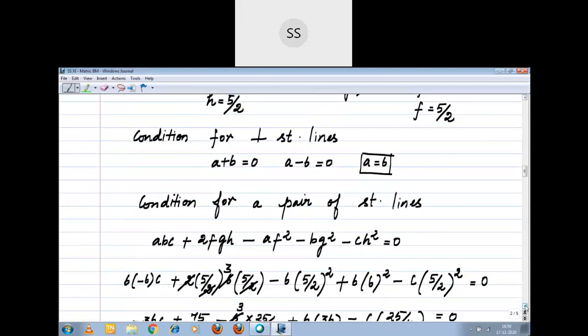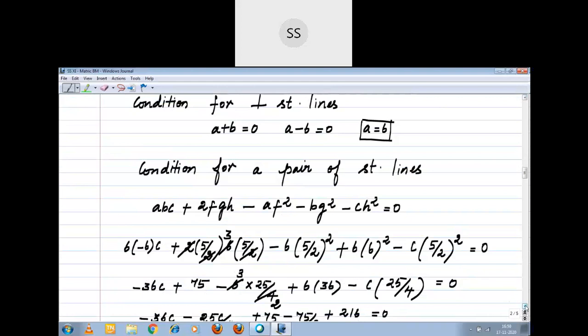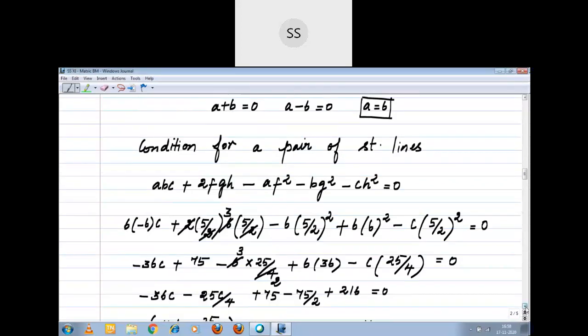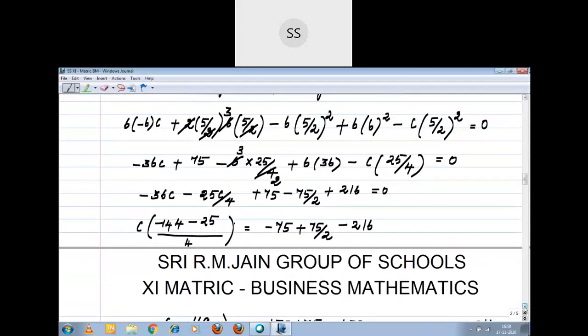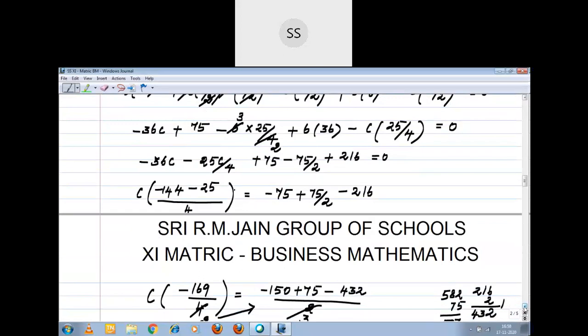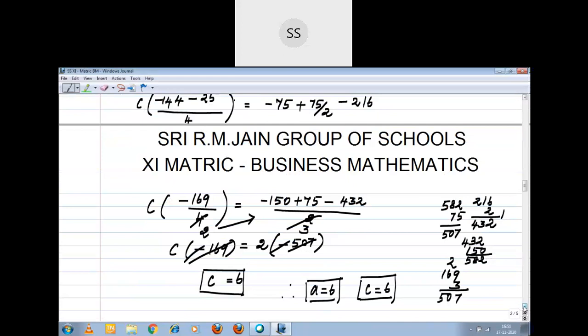ABC plus 2FGH minus AF square minus BG square minus CH square equal to 0. Then you substitute the values of A, B, C, F, G, H: minus 36C plus 75 minus 6 into 25 divided by 4 plus 6 into 36 minus C into 25 divided by 4 equal to 0, right? Finally, you simplify and arrive at the result: C into minus 169 divided by 4 equal to minus 150 plus 75 minus 432 divided by 2. You simplify and arrive at C is equal to 6. Now, the value of A is 6 and C is also 6.